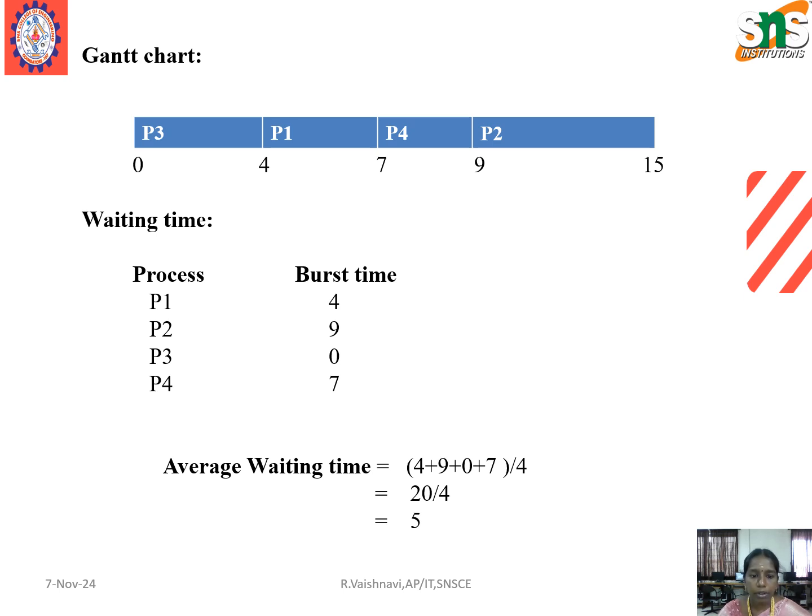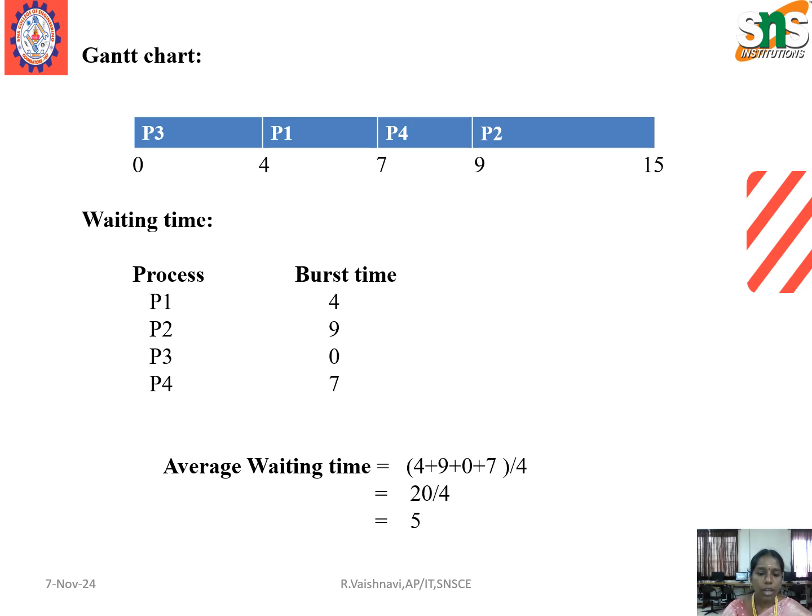From the Gantt chart, we have to calculate the waiting time. Here we list the processes 1, 2, 3 and 4. For process 1, the waiting time will be 4, and for process 2, the waiting time will be 9. For process 3, the waiting time will be 0. And for process 4, the waiting time will be 7.